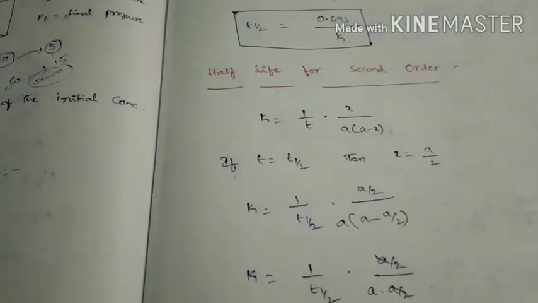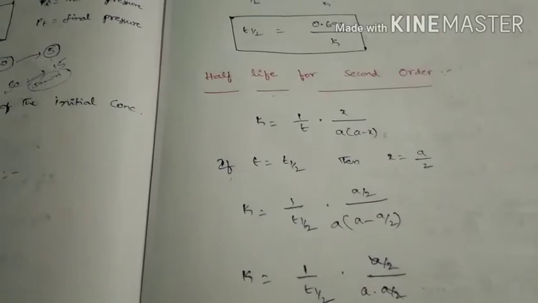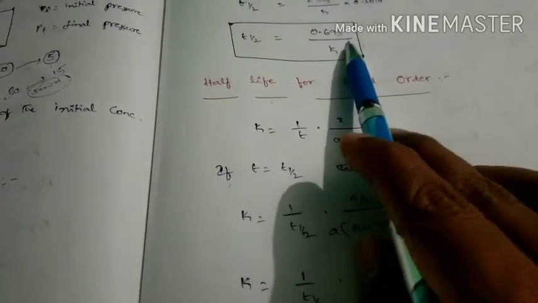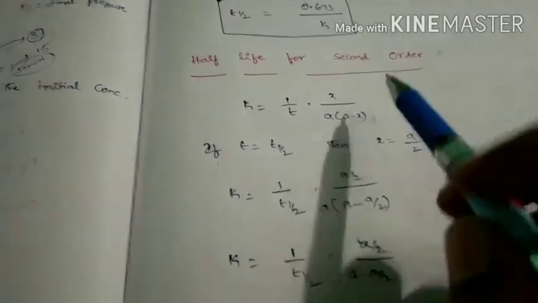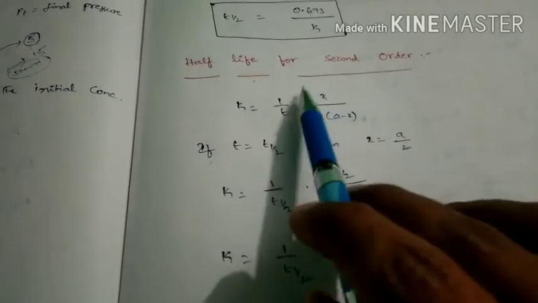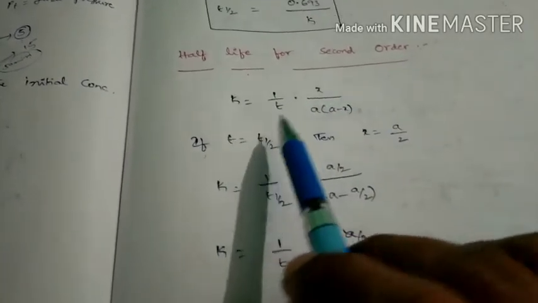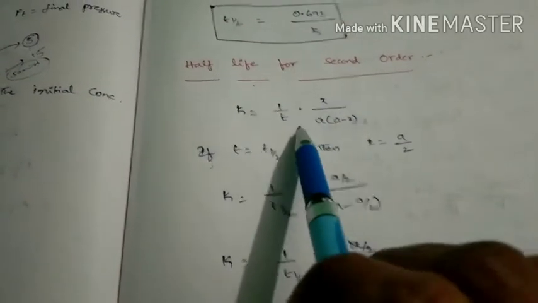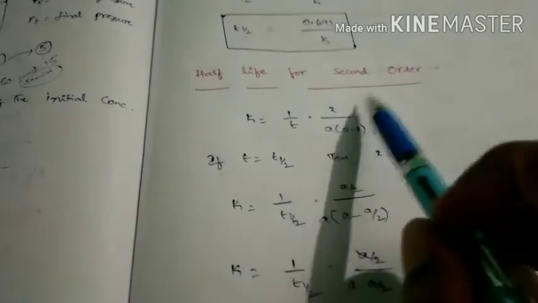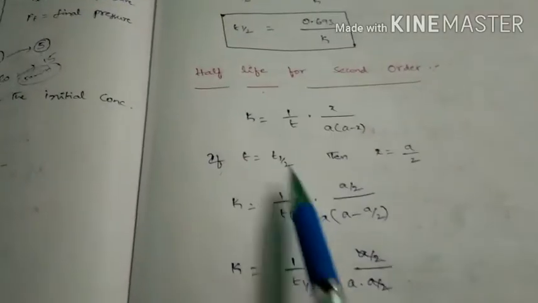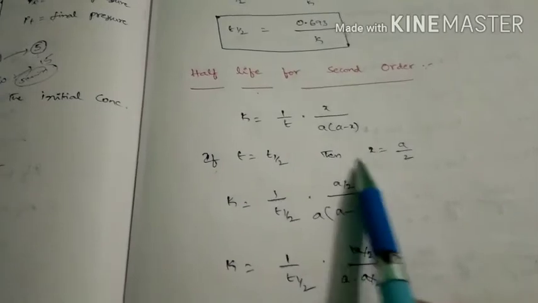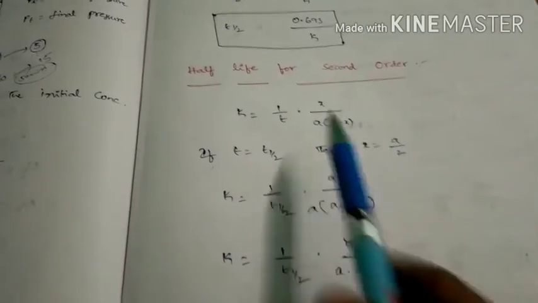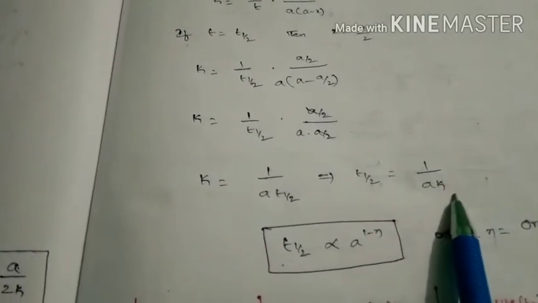T half equal to A by 2K, that is half-life of zero order reaction. T half equal to 0.693 by K, that is half-life of first order reaction. Here one more equation is there, that is half-life of second order reaction. No need to remember this expression. We are discussing this one only for getting the statement. This is second order reaction. If T equals T half, automatically final concentration becomes half of the initial concentration. If you substitute these values, then we finally get T half equal to 1 by AK.